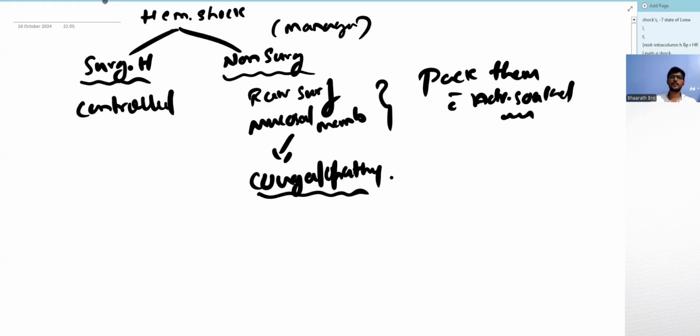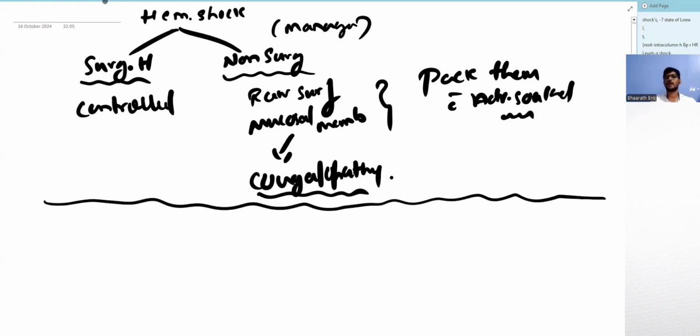Or it can be because of radiation mucositis, right? So all those bleeds which cannot be managed surgically, they are called as non-surgical hemorrhage. All those which can be managed surgically are called as surgical hemorrhage. Right? It is not the etiology but the management.